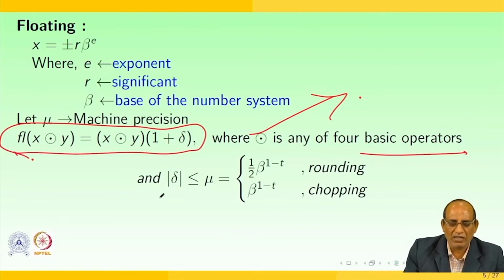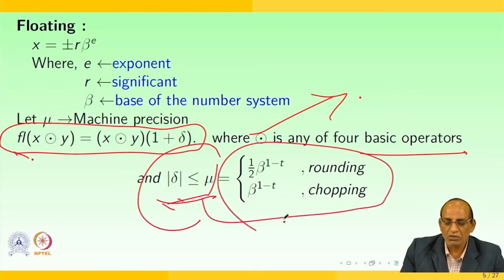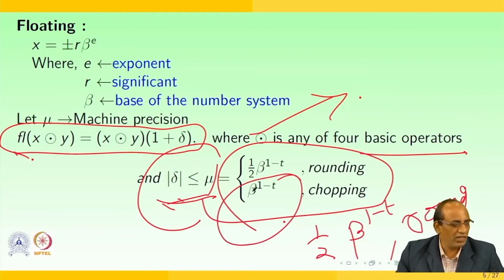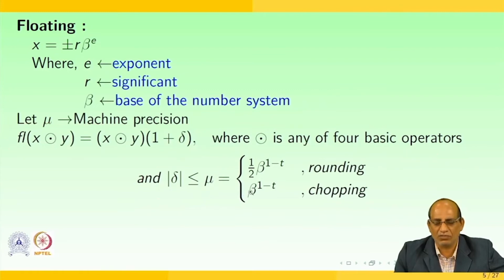And the modulus of delta is less than or equal to mu. This can be written as 1 by 2 times beta power 1 minus t if you are using rounding, and beta raised to the power 1 minus t if you are using chopping. This is a very basic concept which we use in numerical calculations.